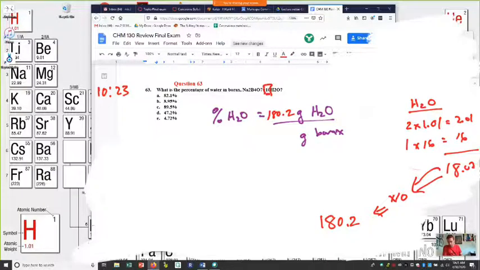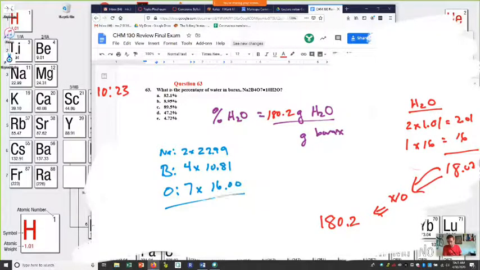The grams of borax, for going underneath, similar to as we did before, sodium 2 times 22.9. Boron, is it 4? 10.81. Oxygen, and this is where I would personally do it, I would say 7 times our 16.00. I'd get whatever that number is. Calculators, 2 times 23 plus.